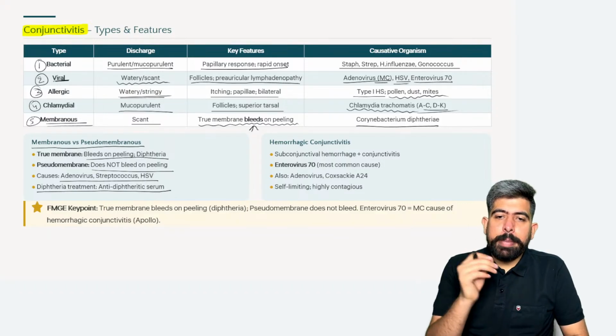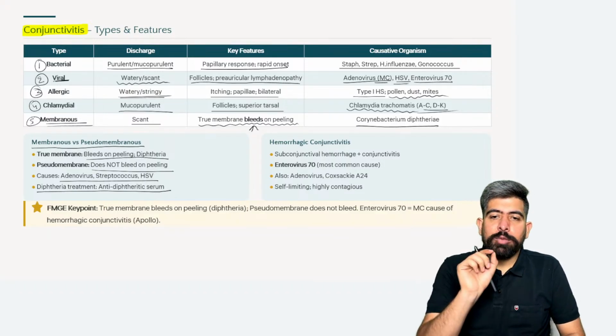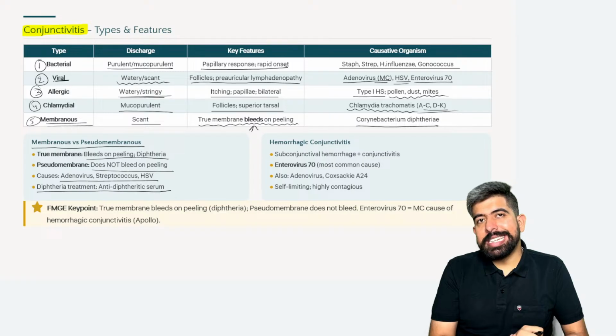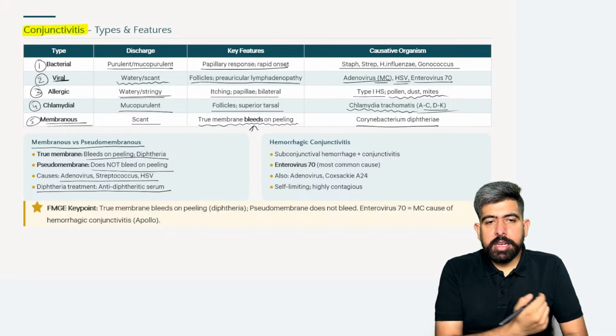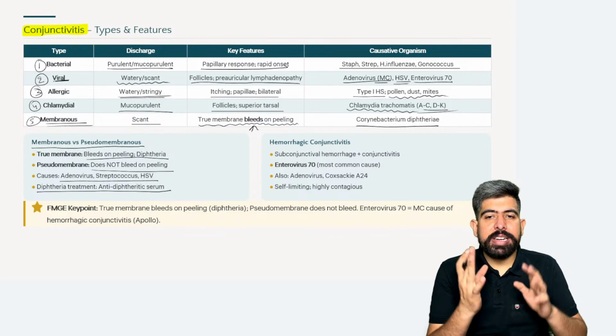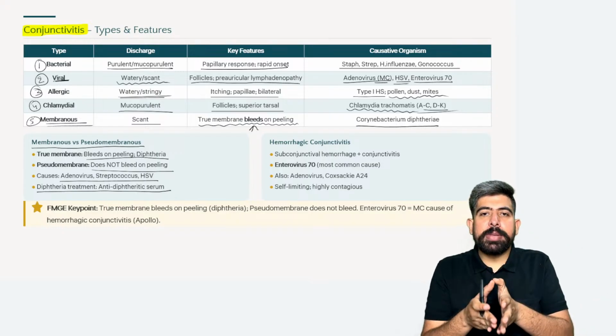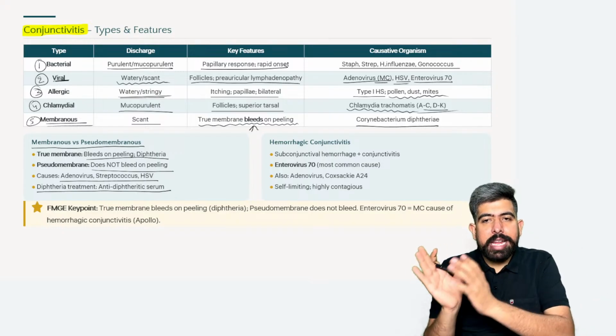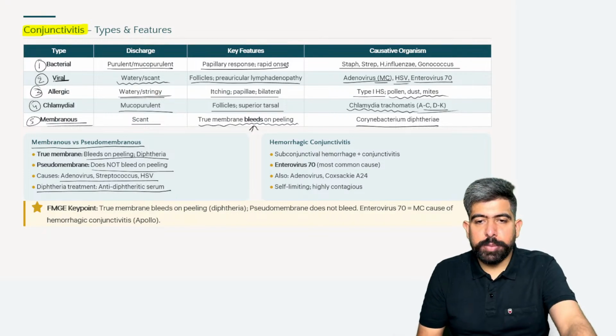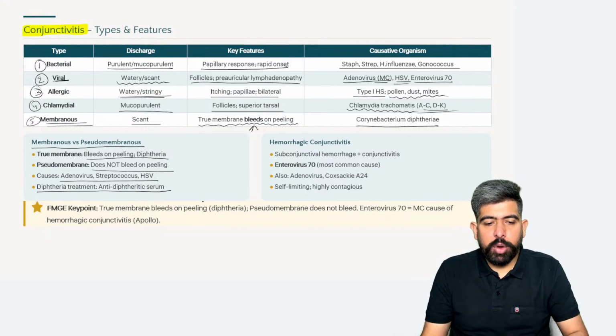Yes. So in the membranous and the pseudomembranous, we have to peel out this membrane. We have to check whether it is diphtherial or maybe due to other causes. Pseudomembranous should be treated in a different way. If it is diphtherial, the true membranous, then we have to give the anti-diphtherial serum in these cases. Moving forward.